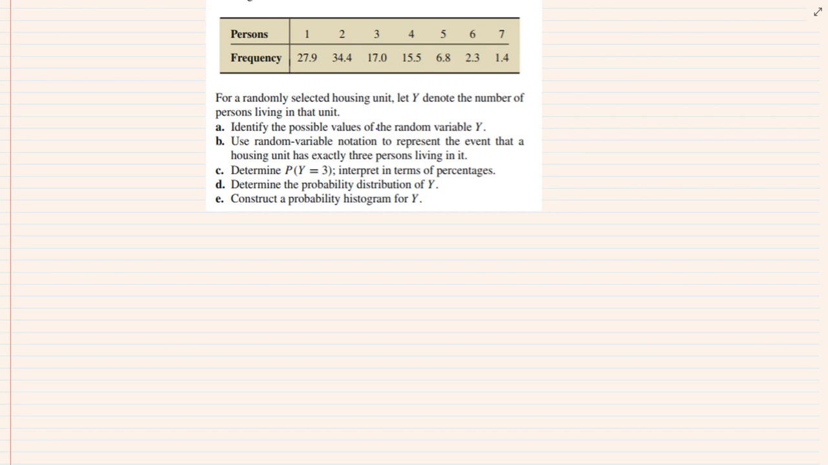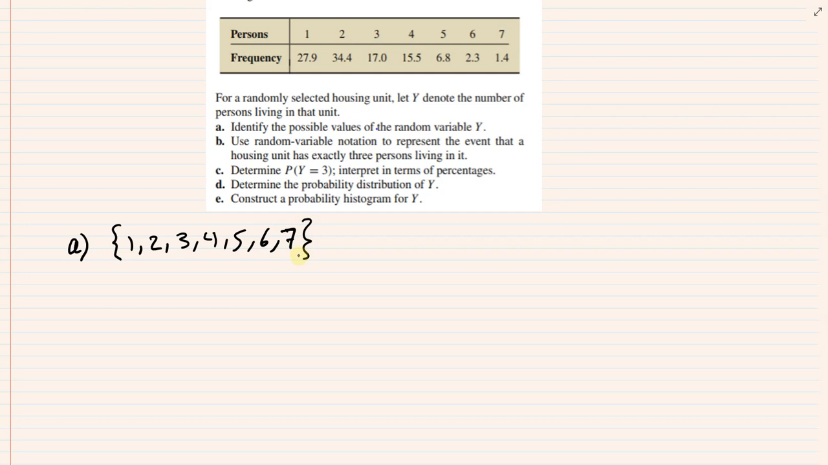Okay, in part A, identify the possible values of the random variable y. Notice the book is calling this y instead of x, but that's fine. Usually we use x, y, z, the latter part of the English alphabet. But you could have picked p also for persons here. Okay, so identify possible values of y. All the possible values are 1 person, 2 persons, 3, 4, 5, 6, and then, remember, 7 represents 7 or more. But those are the possible values of random variable y.